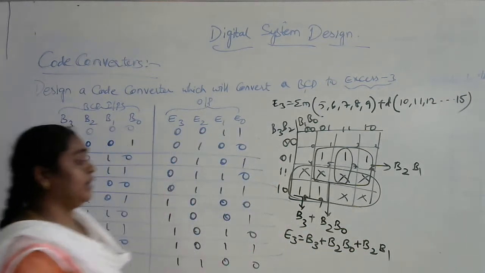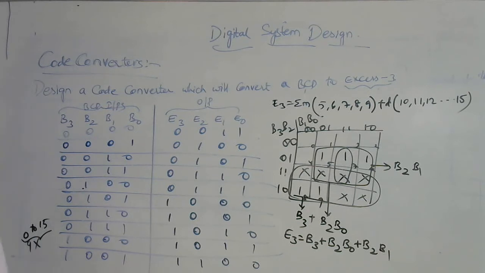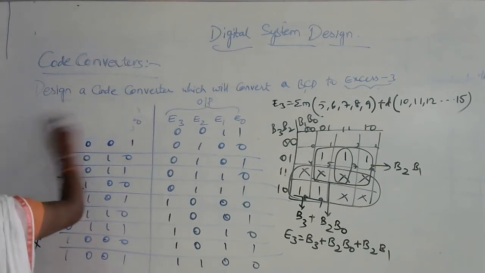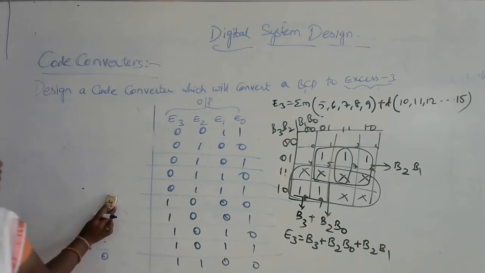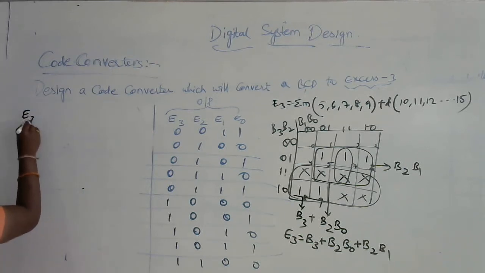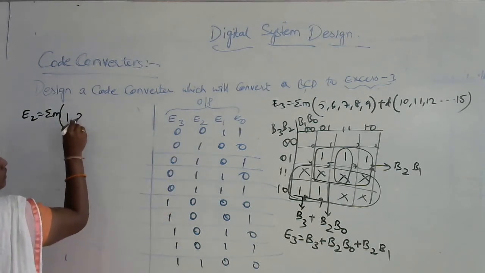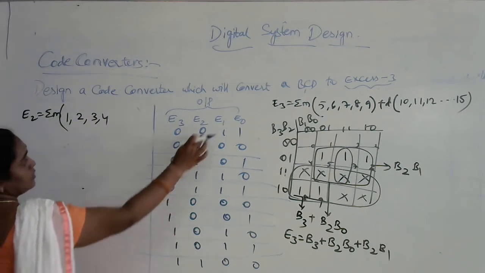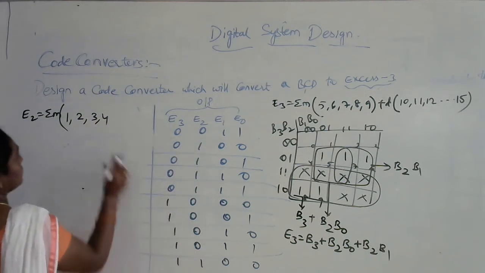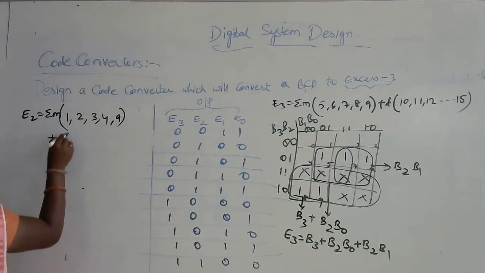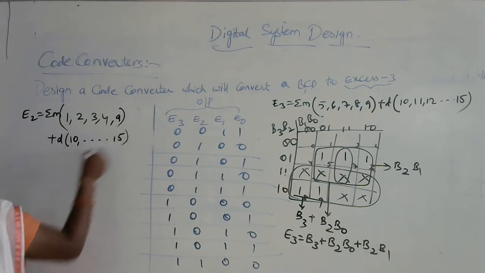So this is the simplified expression for E3. Similarly, we need to draw for E2, E1 and E0. So here for E2, first I will write the expressions, then we will draw the K-map. E2 is equivalent to sigma m of 0, 1, 2, 3, 4, and the last one is 9, plus don't cares of 10 to 15.